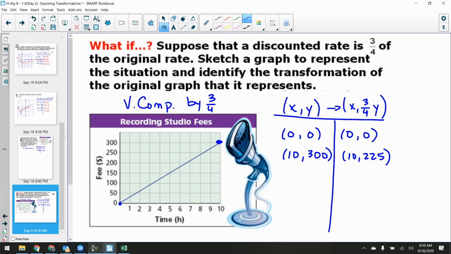All right, so there's my new coordinate. So let's graph it. 0, 0, and then 10, 225. Somewhere about right there. Hey, that's pretty good. There's my new graph, and this is a vertical compression by 3/4.